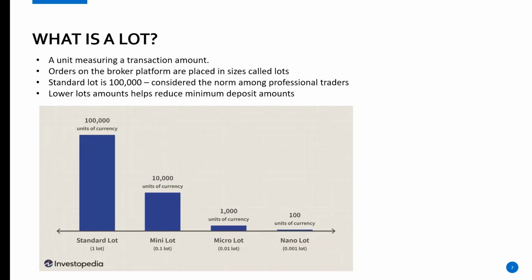And to summarize, a lot is a unit measuring a transaction amount, and all orders you place on a broker platform will be placed in sizes that are called lots. And remember, the standard lot or standard size of a trade in the forex market is 100,000 units of currency. This is because it is considered the norm among professional traders. But you do have options that allow you to have lower deposits in your account. These are the micro lot and the mini lot. So today is just an introduction session, and I hope that's clear.